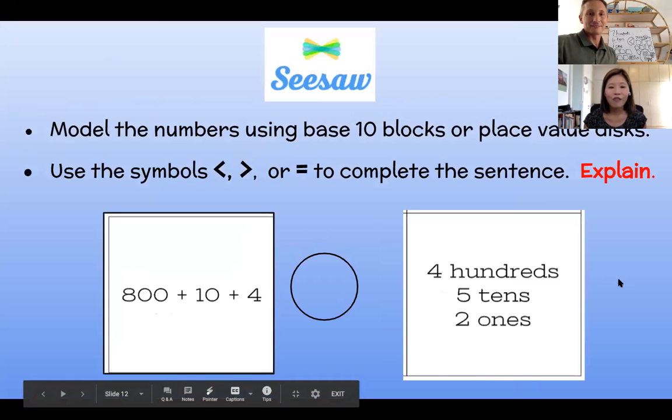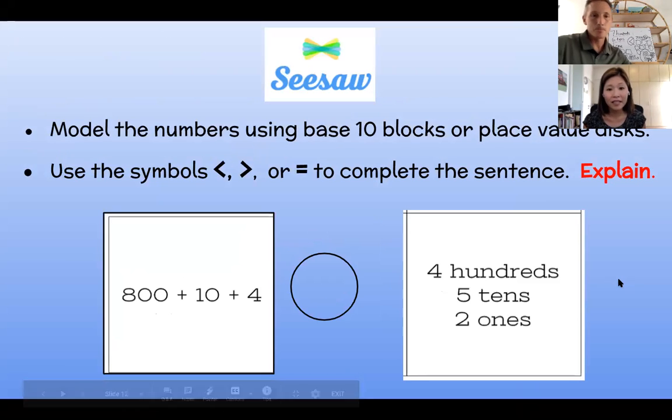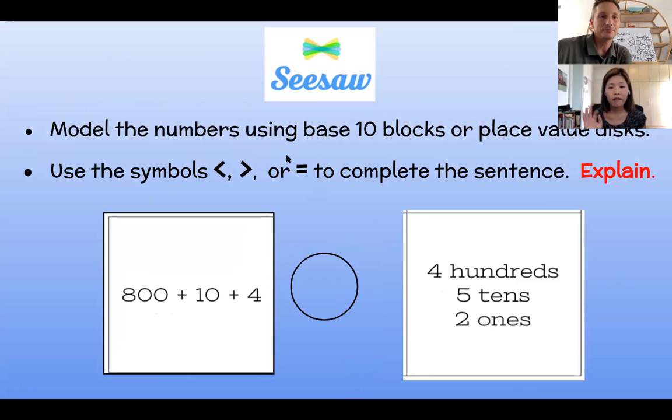Okay, now for your Seesaw activity, you're going to do something similar. So the first part of the Seesaw activity is that you are going to look at these 2 cards, 800 plus 10 plus 4, and you're going to compare it against 4 hundreds, 5 tens, 2 ones. You probably would have to build your numbers using base 10 blocks or place value discs, and you're going to use the symbol to show which number is greater than, less than, and you're going to explain how you know which number is greater than, less than, or equal to. So that is your first part of Seesaw activity.